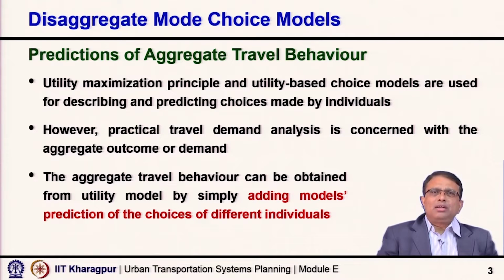But remember that practical travel demand analysis is concerned with the aggregate outcome, or the demand. At the end of the day, we want to know, from a zone, whatever total trips will be produced, how many of those trips would use car, how many would use bus, metro, rail and other available modes of transport. Because at zonal or aggregate level, finally we are interested to know how the split will happen.